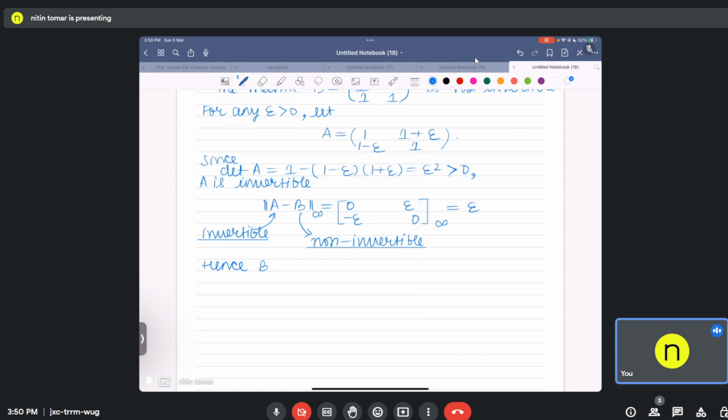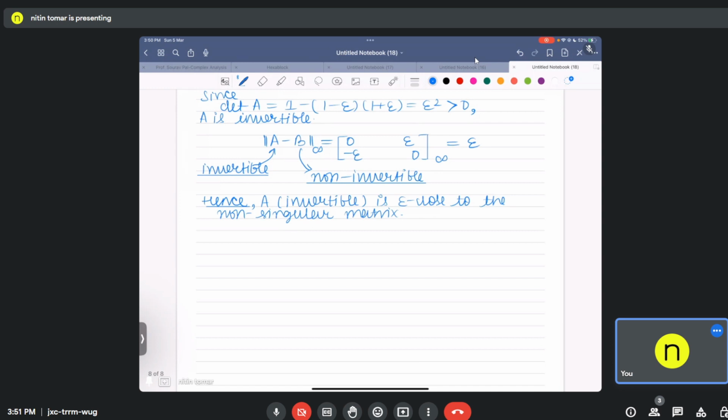Fine. So can I say that A, which is an invertible matrix, is epsilon close to the singular matrix B? This is legitimate, right? Yes. Now, can you compute the condition number? So this is first and this is second.